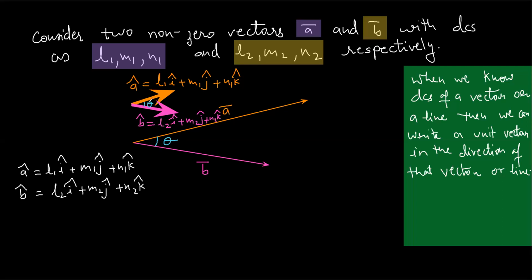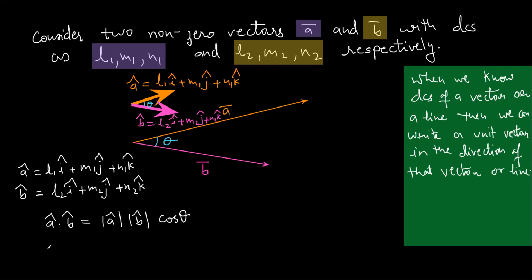So if I could find the angle between A cap and B cap, be assured that I have found the angle between A bar and B bar. So I go for finding the angle between A cap and B cap. For that, I will write here a cap dot b cap is equal to mod a cap mod b cap cos theta. This is the formula for the dot product of two vectors. So what do I get?